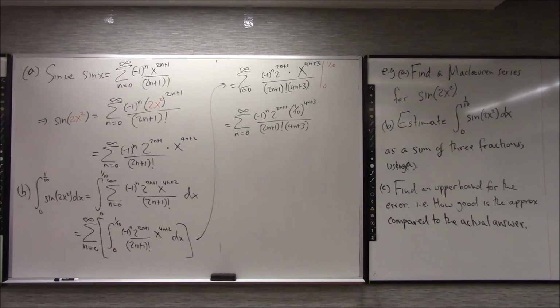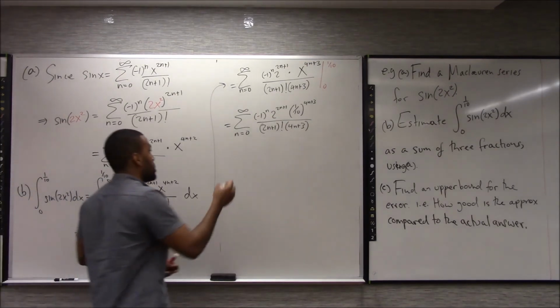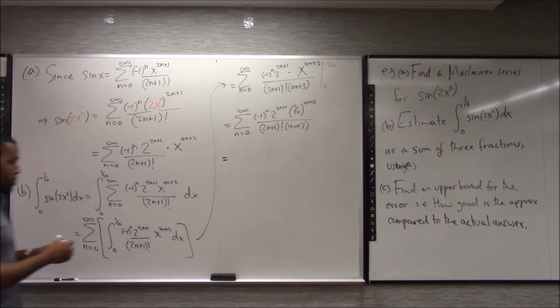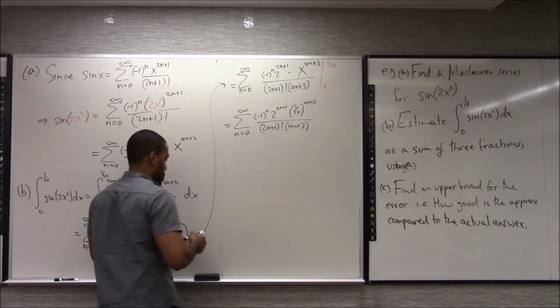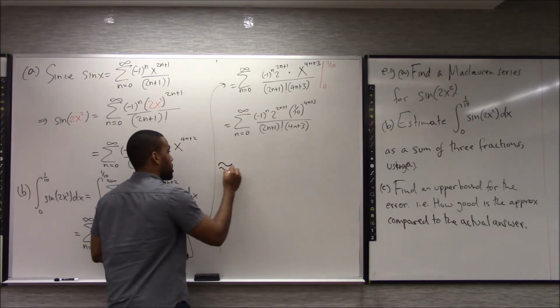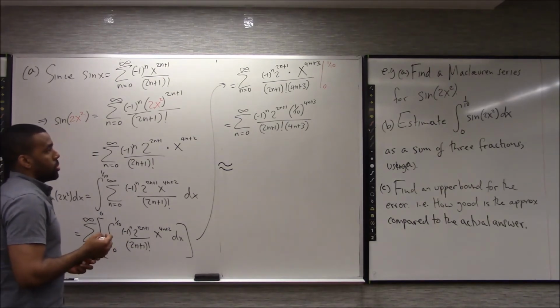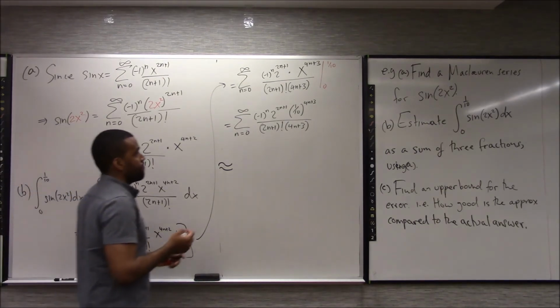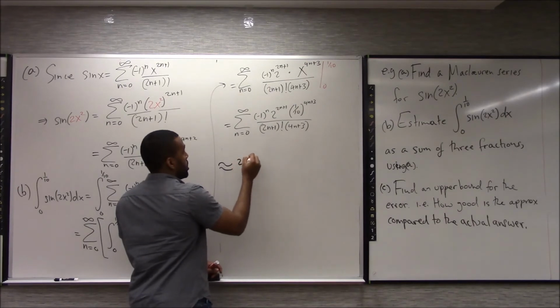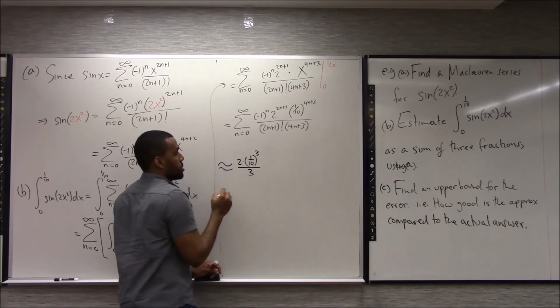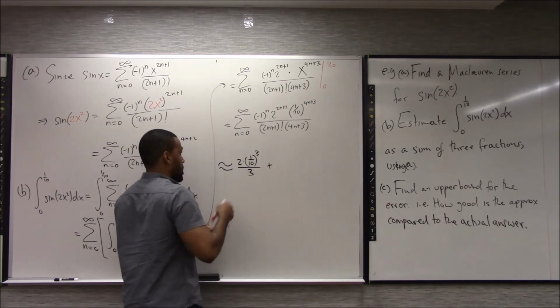So now it says to estimate it as a sum of 3 fractions. So what I'm going to do is I'm just going to evaluate this series for n equals 0, 1, and 2. So here now we're going to say this is approximately, if I plug in n equals 0, what do I get? I get 2 times 1/10 to the 3rd over 3. So that was my n equals 0 term.